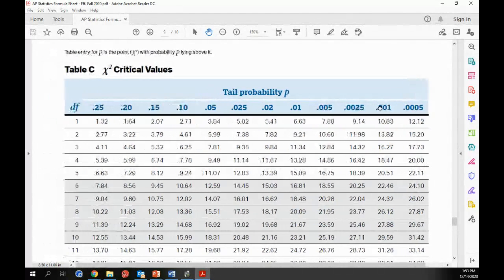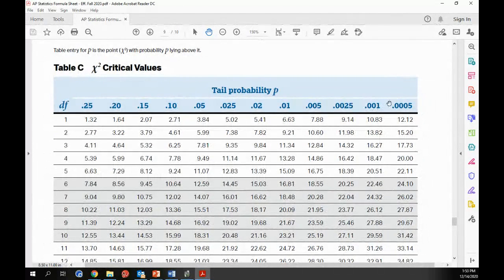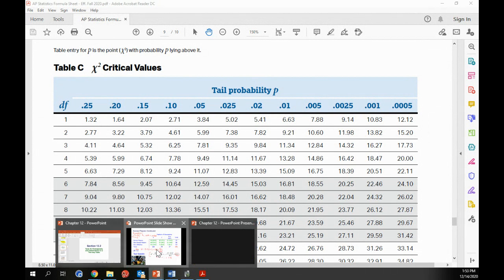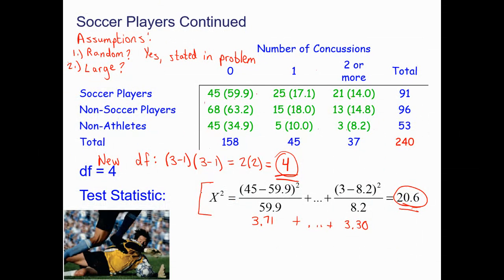If you notice, we're counting down up here. On top, we're counting down. So we're going to go less than 0.005 because at 0.0005, our critical value is 20. We're bigger than 20. So from the table, the best we can say for p-value is that it's less than 0.0005.